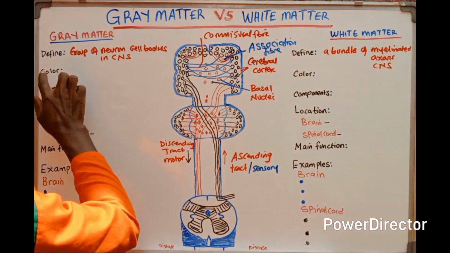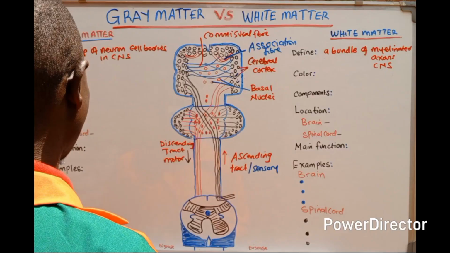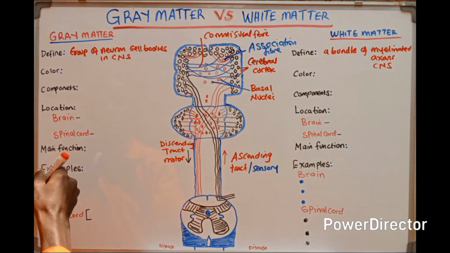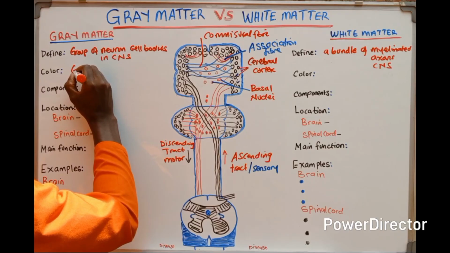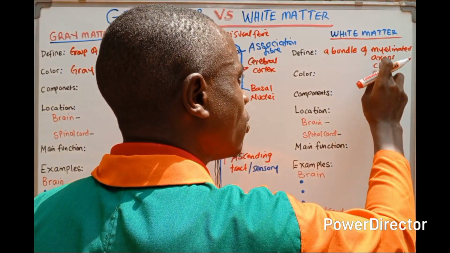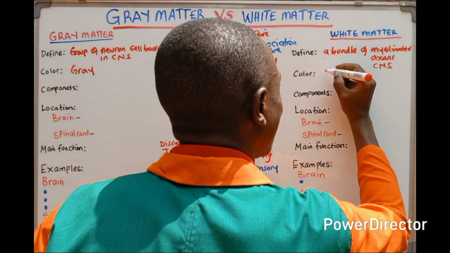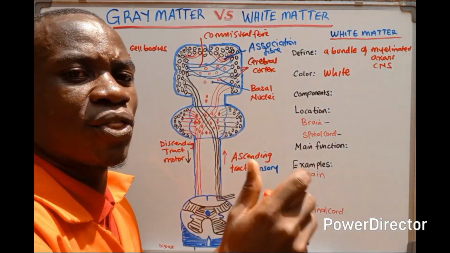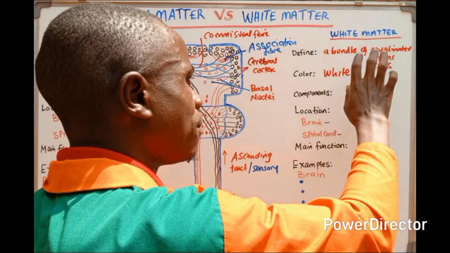So now how about the color of these two structures? Because it has the neuron cell bodies, it is going to appear gray. And because it contains a bundle of myelinated axons, it is going to appear white. That fatty myelin makes these axons appear white.